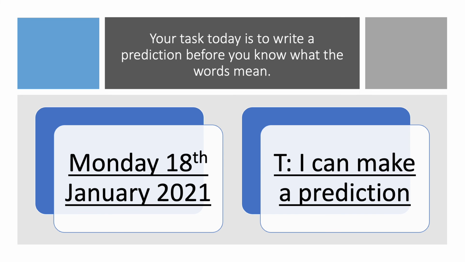Okay, so you need to write today's date and the target, another prediction. So I don't need to go through this as much as I would. What do you think is happening in that poem? What do you think the poem is about? And about half a page I would like you to write. So pause the video until you're finished.